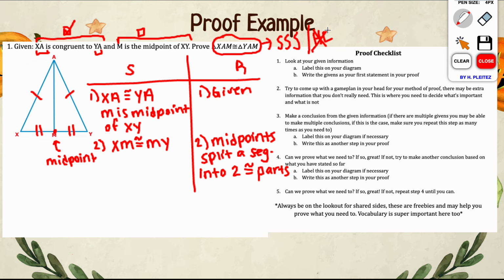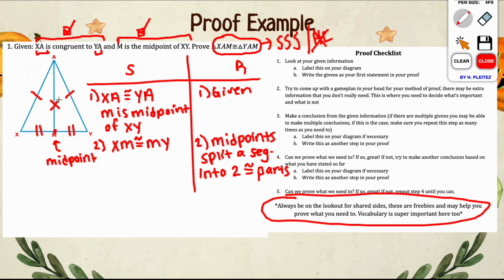Now, nothing else in my given, and I actually forgot to do this, we're going to check off the midpoint one. So there's nothing else in my given that I can attack. So this is where I need to make use of this little important star at the bottom. It says, always be on the lookout for shared sides. They are freebies and may help you prove what you need to. So I'm noticing that AM is a side that's in both of my triangles.